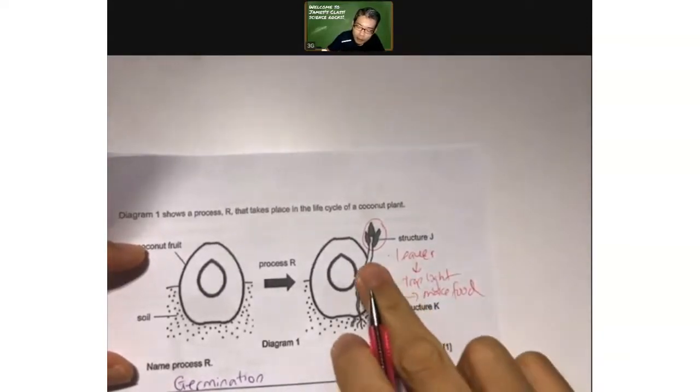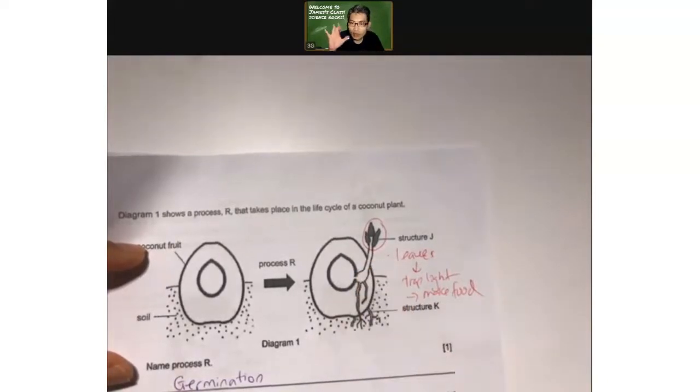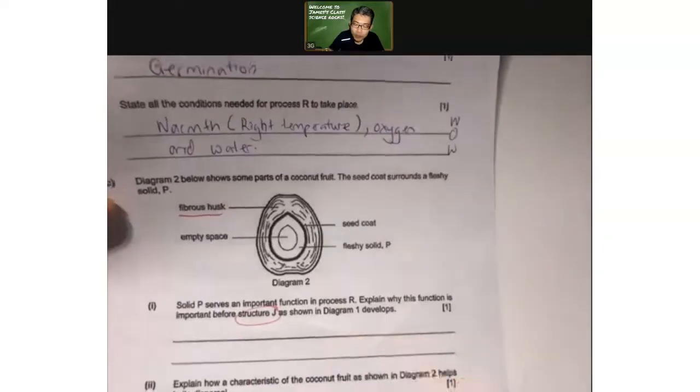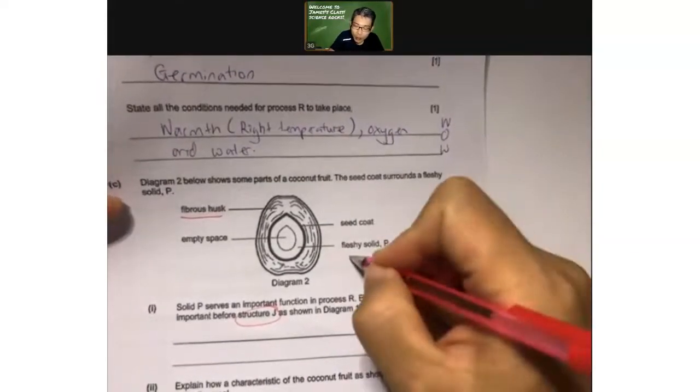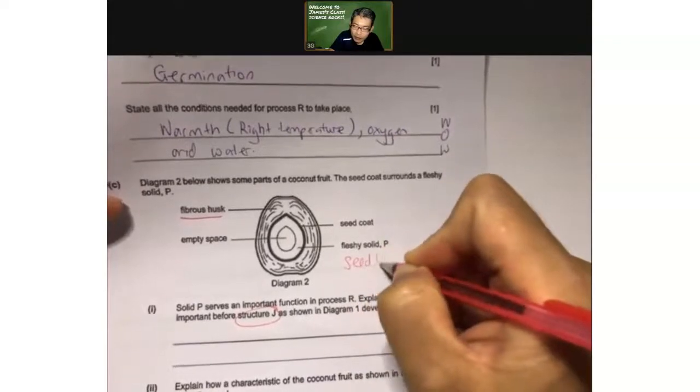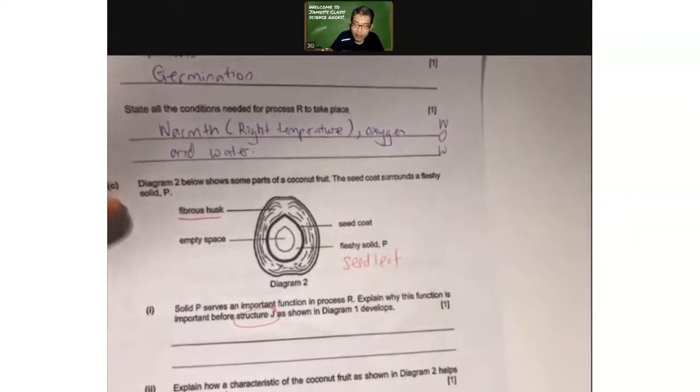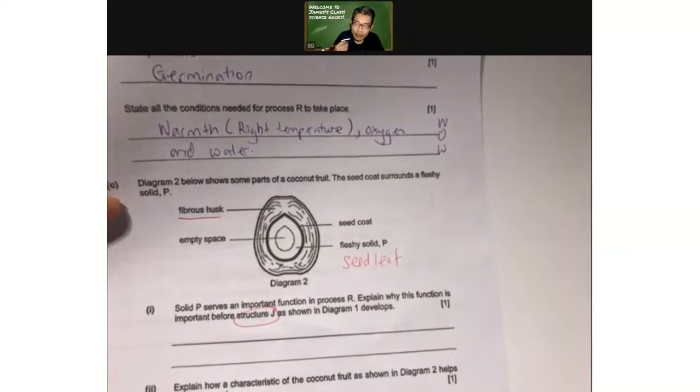If a plant starts to have its own leaves, it can start to make its own food. But what happens before that? Before that, it cannot make its own food. It must have its own store of food. So this fleshy part here is actually what you call the seed leaf. And this contains the food that the germinating seed, the young plant, needs at first, before there are leaves.